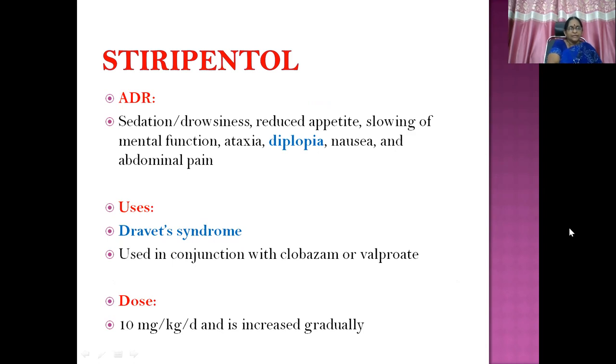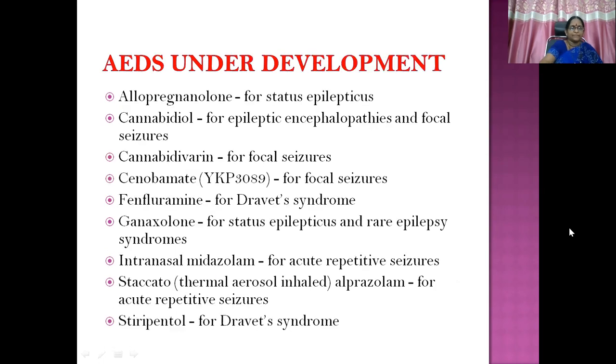Then ADR: apart from the other routine manifestations, this molecule also produces diplopia. Used in Dravet syndrome, so D and D. Used in conjunction with clobazam or valproate, the dose is 10 milligrams per kg per day and is increased gradually.